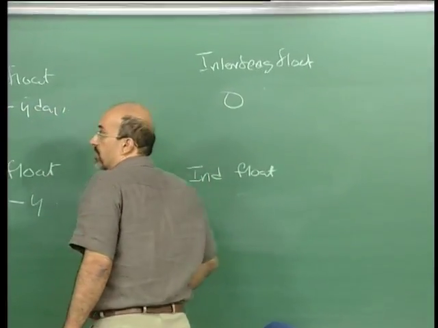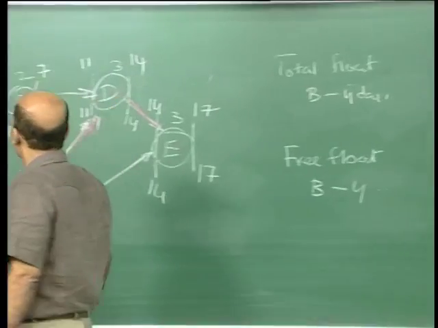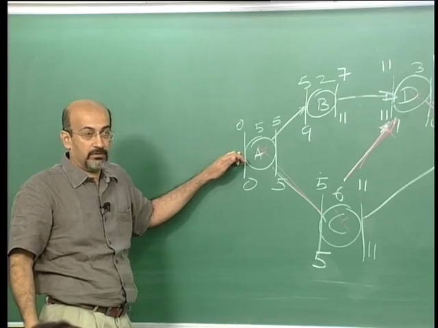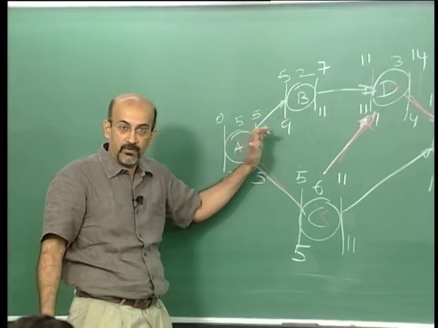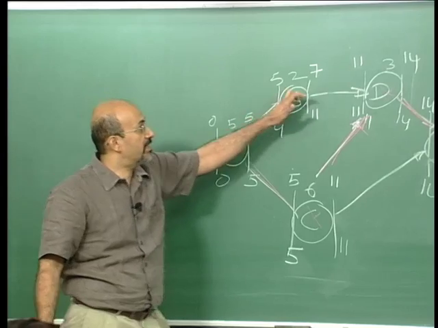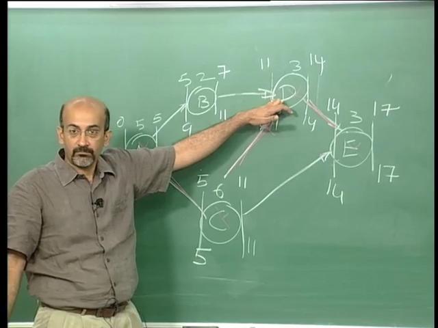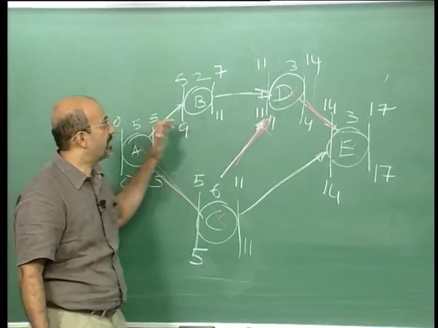What about independent float now? Can I delay A? I can't delay A. So B is independent of any movement of A. Now B can move without delaying D by 4. Okay, so there's space for B to move.